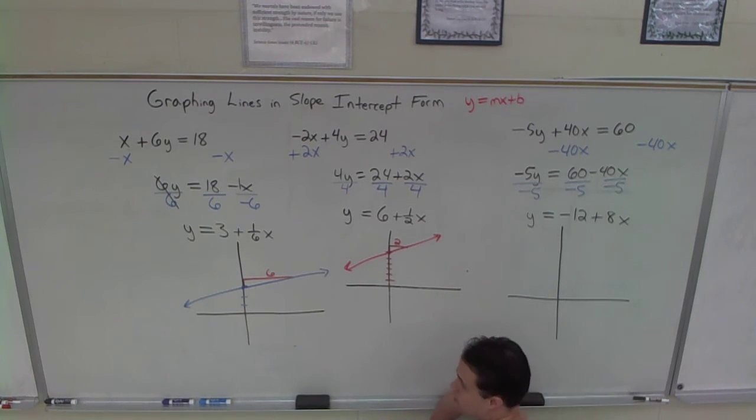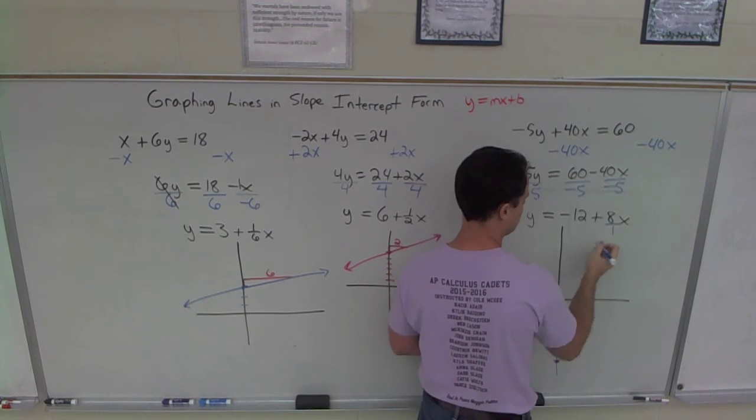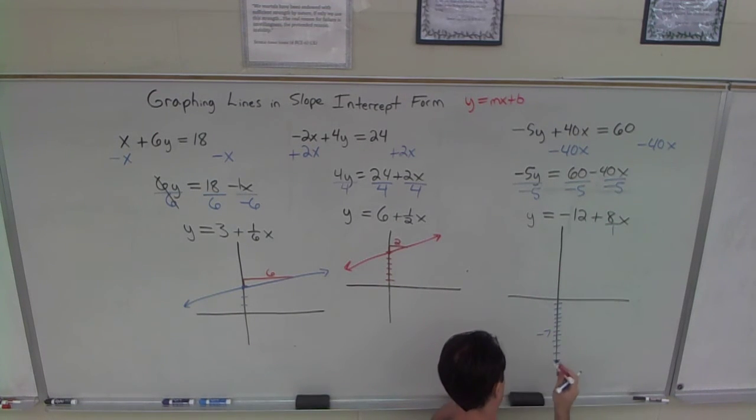Where are we going to plot this point? Negative 12. Nine, 10, 11, 12, about right there. And, ooh, that's not a fraction. See, you like your slopes to be fractions, so I need to make it a fraction by putting a 1. So I'm going to go from here up 8. What's negative 12 plus 8? 4, right? So it's going to go up quite a ways, until about right there. Over 1 only.